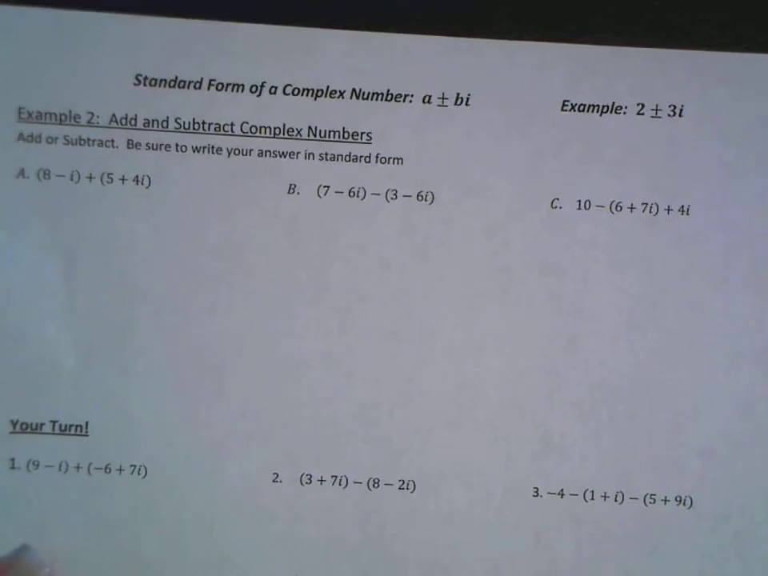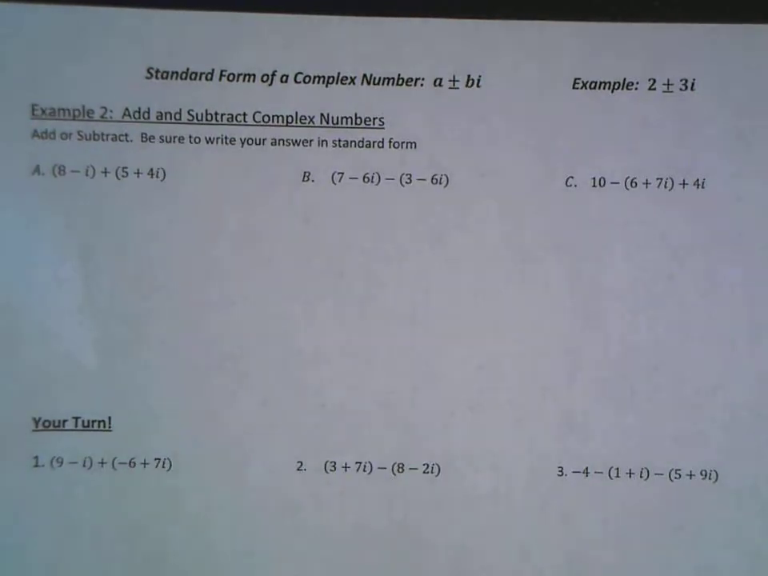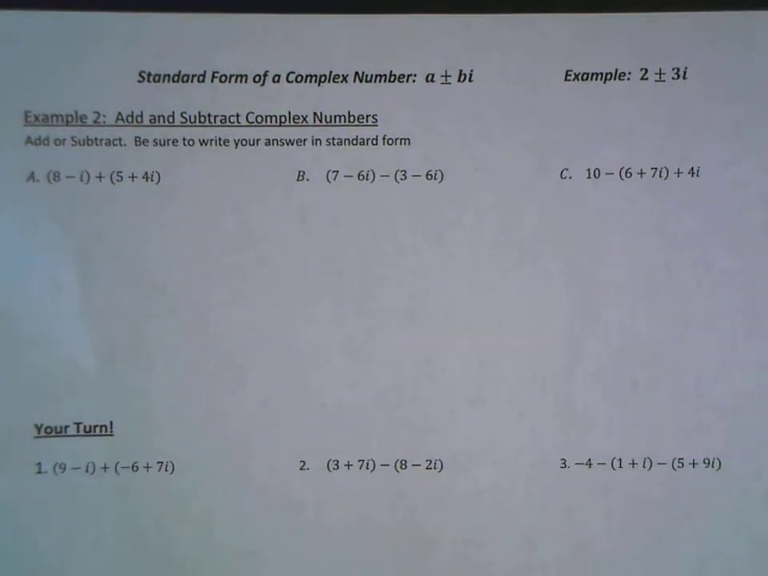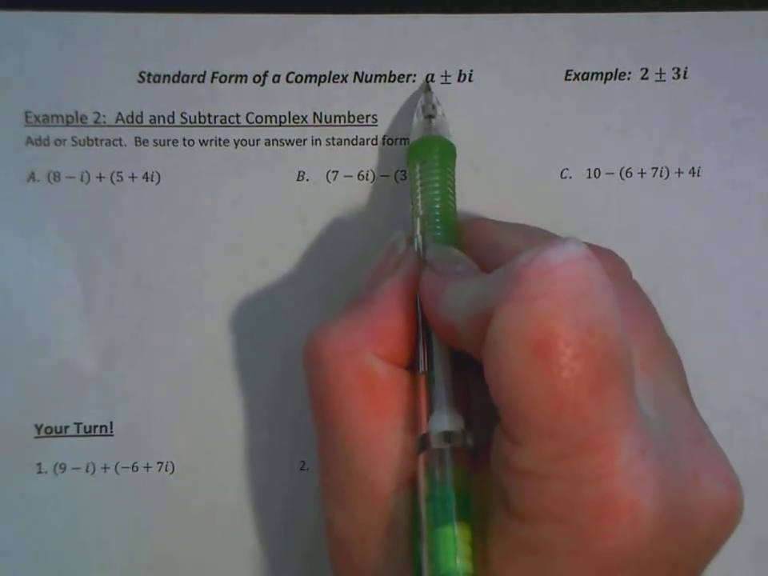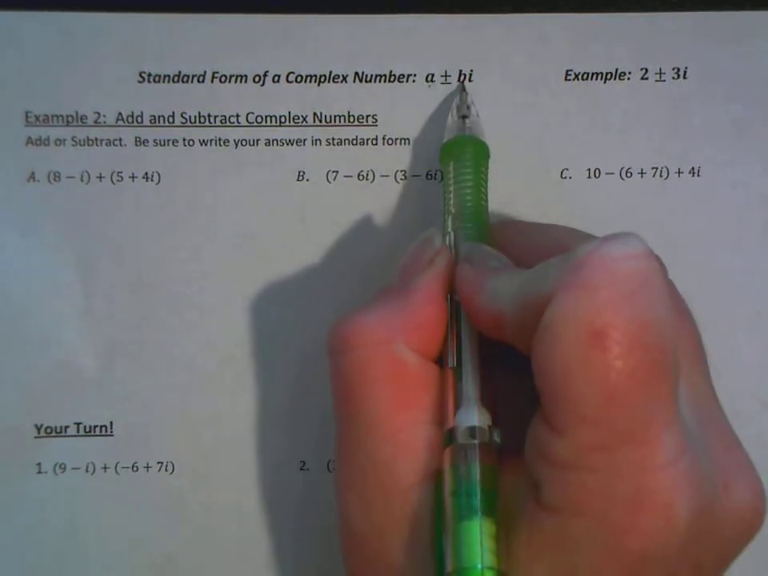Okay, let's move on. Next page. I mentioned this just a second ago. The standard form of a complex number is a plus or minus bi. This is the real number in your problem, and this is the imaginary.